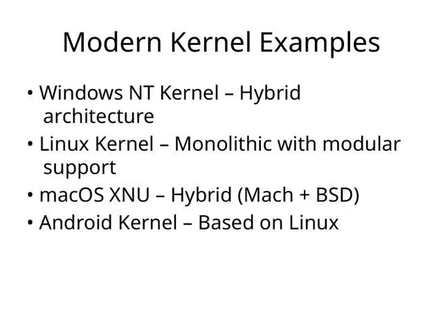Let's take a closer look at some modern kernel examples. First up, we have the Windows NT kernel, which uses a hybrid architecture. This means it combines elements of both monolithic and microkernel designs, aiming to balance performance with modularity. Next, the Linux kernel is primarily monolithic, but it supports modularity, allowing us to load and unload features dynamically. This makes it quite flexible and efficient.